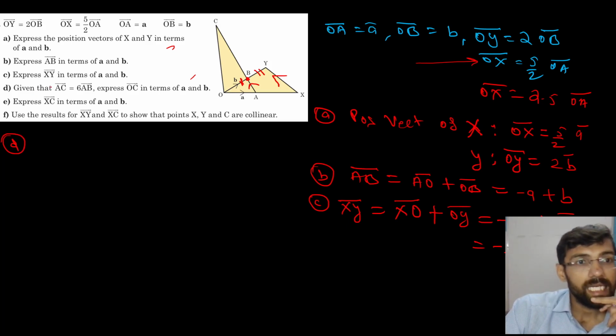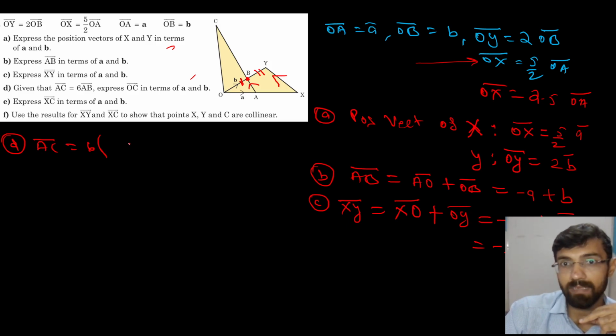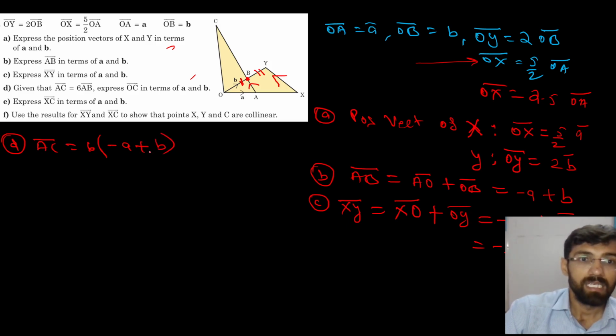D. Given that AC is 6 times AB, that's okay. AC vector, so OC is 6 times AB. Do we have the AB vector? AB vector is in part B. We found AB vector is nothing but minus A plus B. Let us write minus A plus B. So if I open the bracket, I will have minus 6A plus 6B. So now my part D is also done.